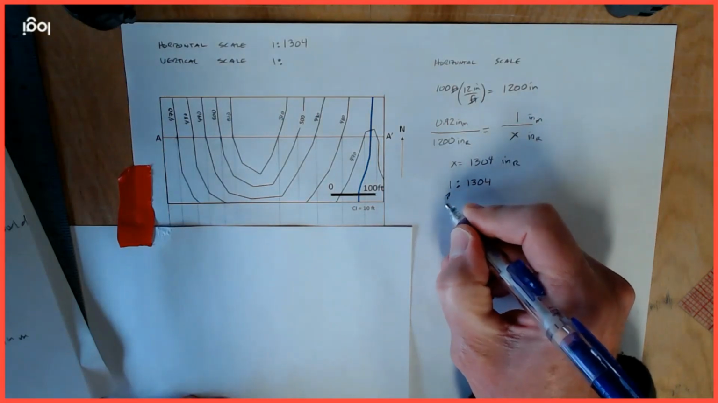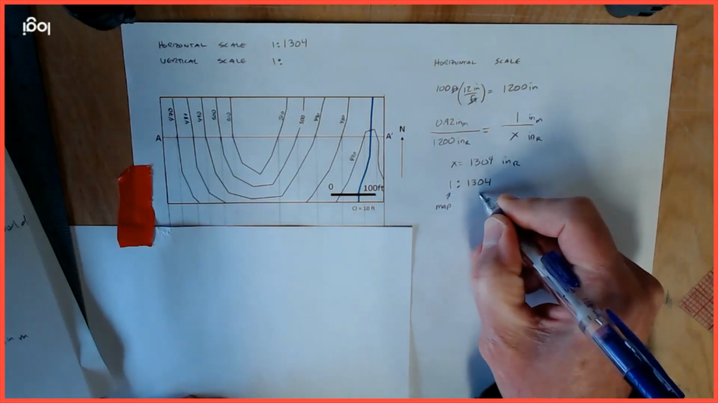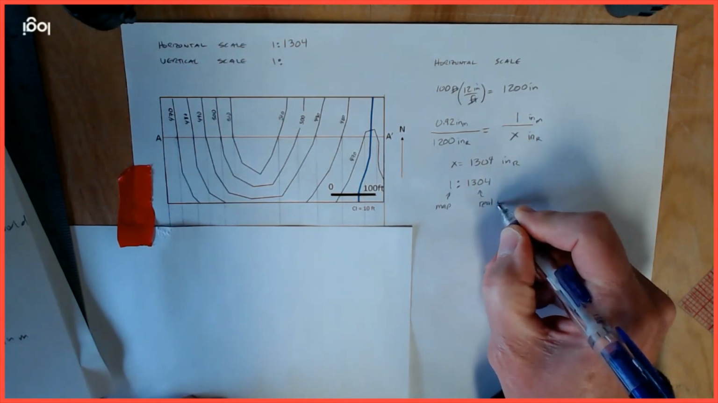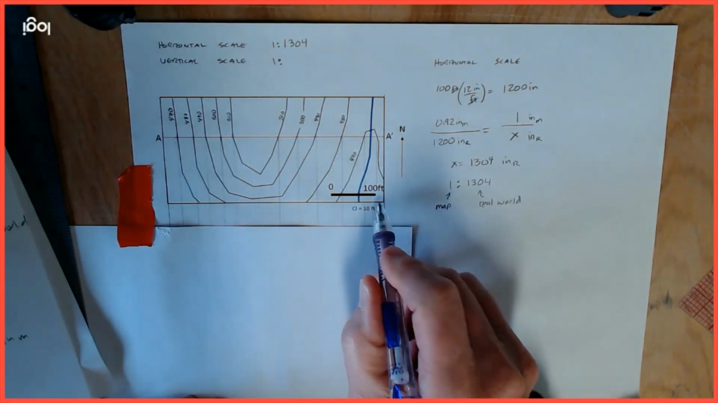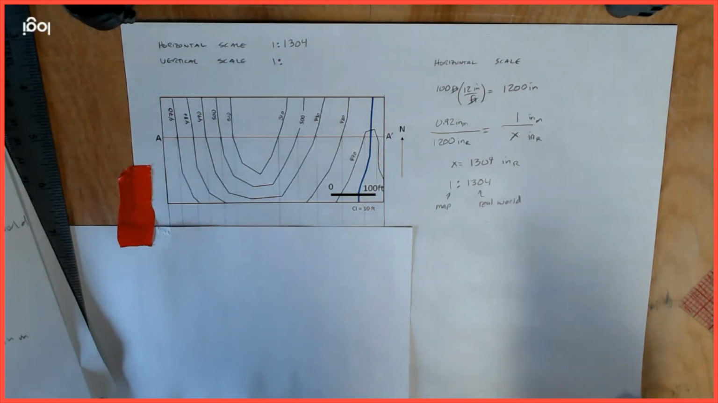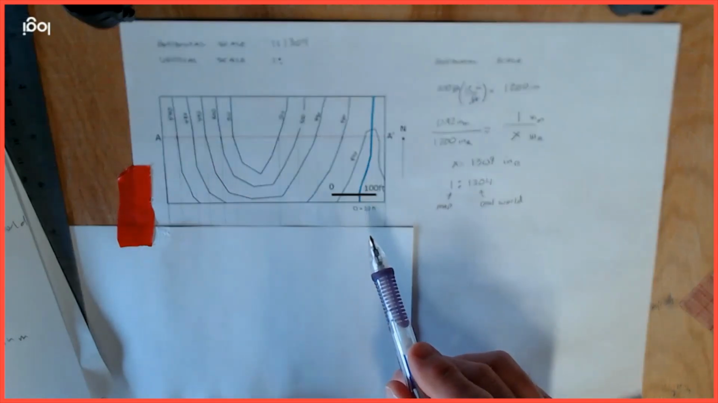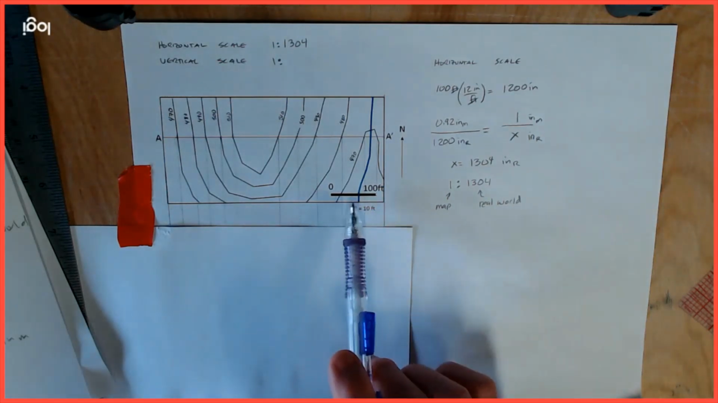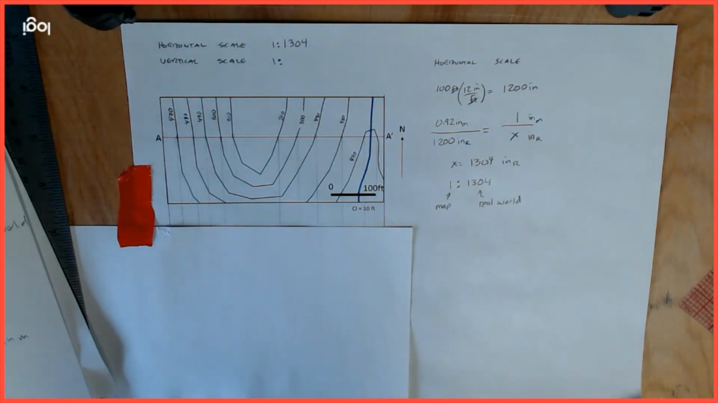That means 1 unit measured on the map is equivalent to 1,304 of those same units measured in the real world. So we just experimentally determined the numeric scale of this topographic map. And remember, if you take any image of a map that has a numeric scale on it, and you distort that image at all, if you reproduce it or project it, you are changing that numeric scale. The scale bar, however, changes with the distortion, so you can always use that scale bar to figure out what the numeric scale is.